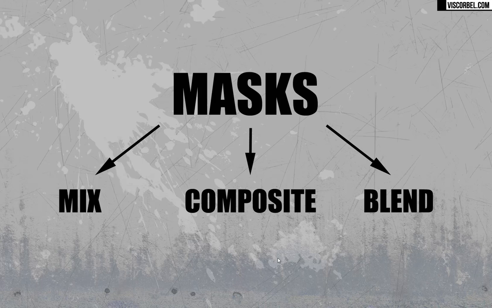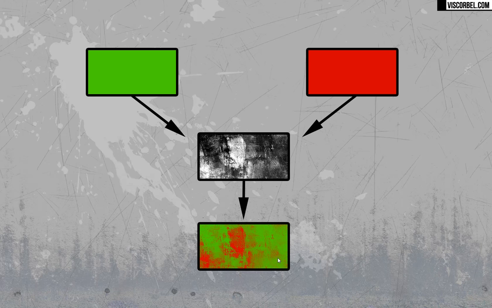Now let's talk about masks. These are black and white patterns that are used with mix maps, composite maps, and V-Ray blend materials. And masks are very important in my workflow. So basically what we do is we use a pattern to blend together two colors, maps, or materials. So here's an example of blending together two colors, green and red, using this black and white image as a mask.